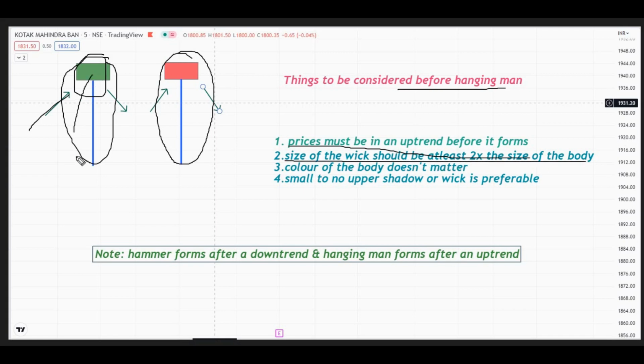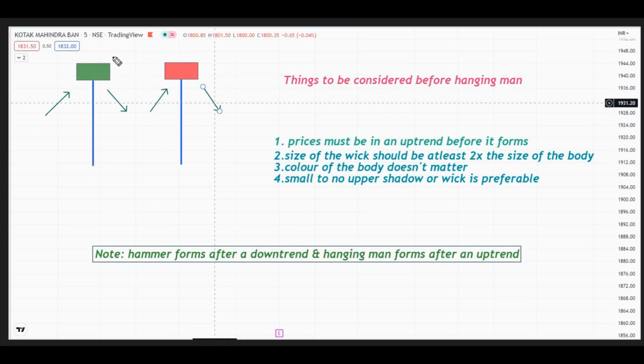This wick size should be at least twice the size of the body. Color of the body doesn't matter, whether it is red or green, it doesn't matter. Okay, and small to no upper shadow is preferable. If this wick is very large, we will ignore that candle. Hammer forms after a downtrend, and hanging man forms after an uptrend.